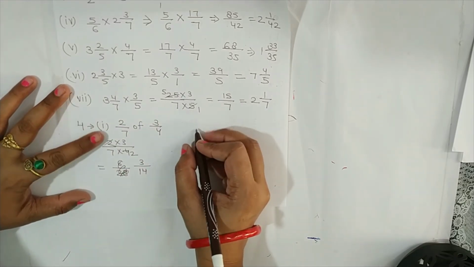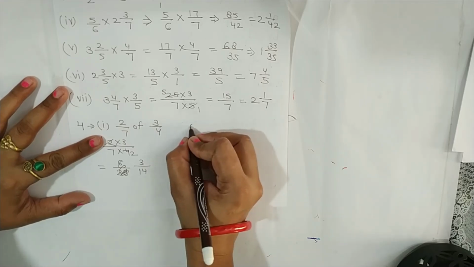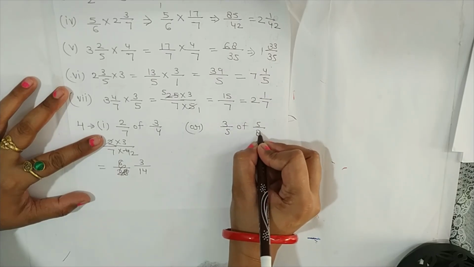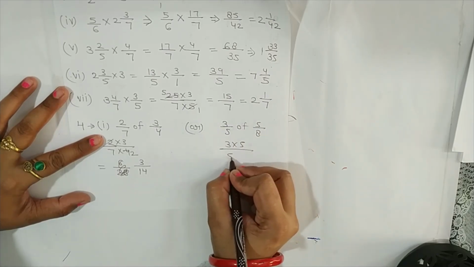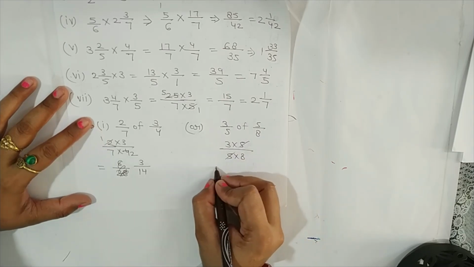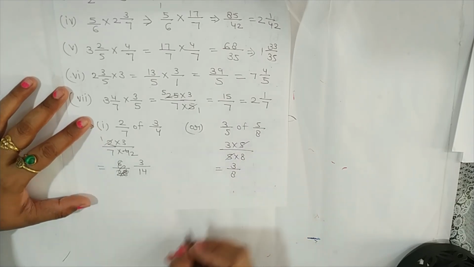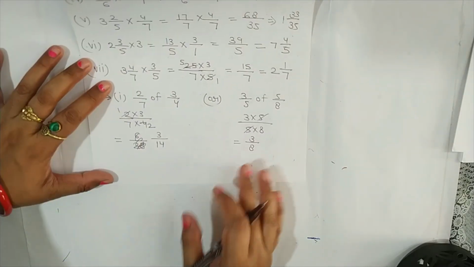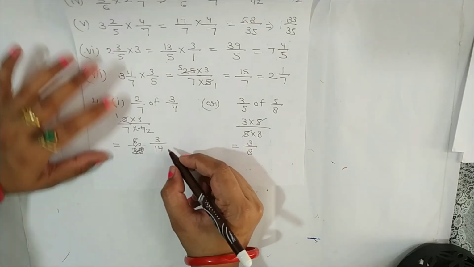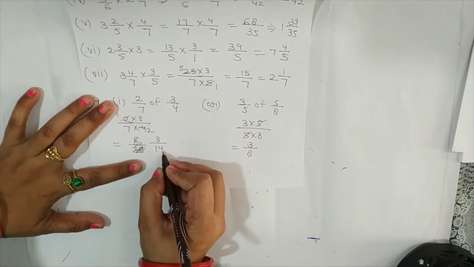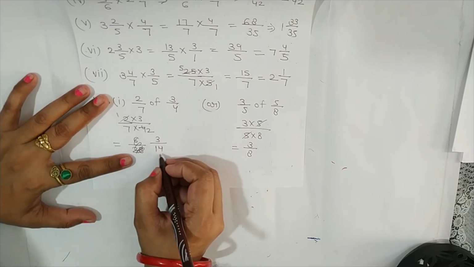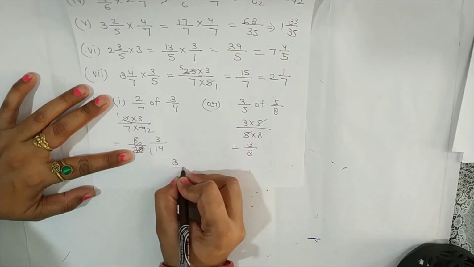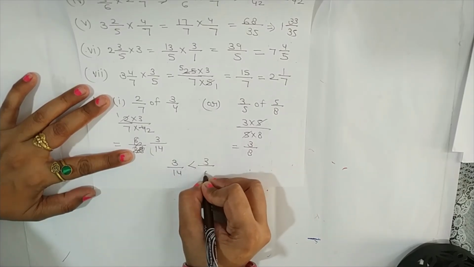Now it will be compared with 3 upon 5 of 5 upon 8. So 3 into 5, 5 into 8. Now it will be cancelled, so it will be 3 upon 8. We know that when numerators are the same, the greater the denominator, the lesser the value. So 3 upon 14 is less than 3 upon 8.